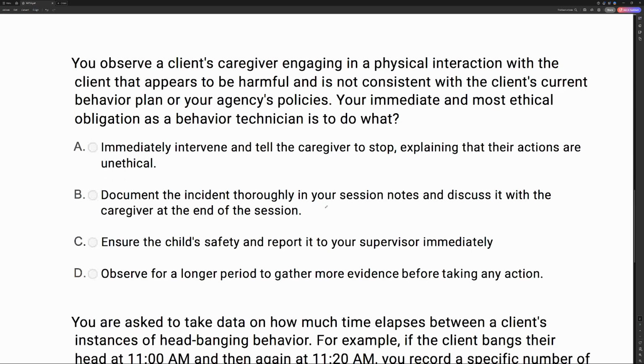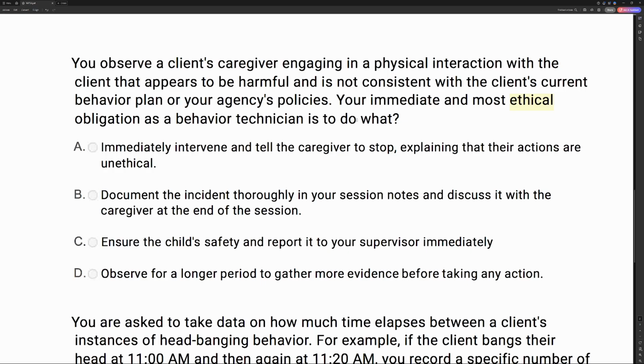You observe a client's caregiver engaging in physical interaction with the client that appears to be harmful and is not consistent with the client's current behavior plan or your agency's policies. Your immediate and most ethical obligation as a behavior technician is to do what? So we have an ethical question, right? And as technicians or BCBAs or people in the ABA field, our number one priority is do no harm, right? We want to keep our client safe.